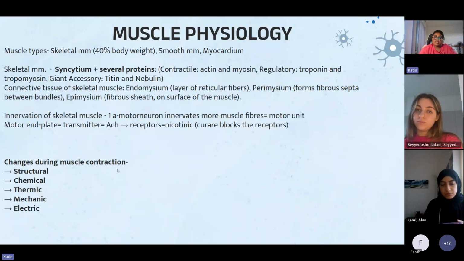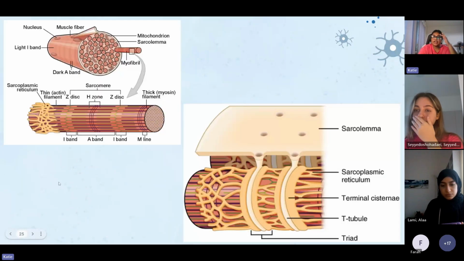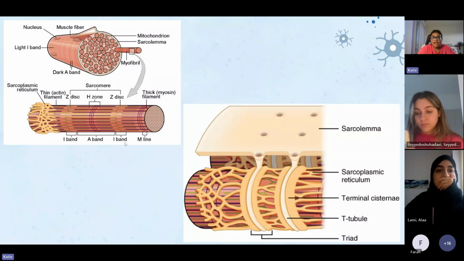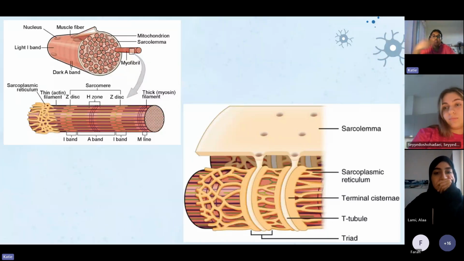Now, there are many different changes that happen during muscle contraction: structural, chemical, thermic, mechanical, and electrical. I'm just going to go over the structural, and Ella is going to take it after that. You already know the structure. You learned it in histo and in anatomy. You have the A band, the I band, the H zone, and the Z disc. The A band is with the myosin, while the I band has the actin. The H zone is just the myosin part without the actin overlapping. The Z disc is the connection between the actin filaments. The I band is just the actin, while the A band is the whole myosin with the overlap of the actin.